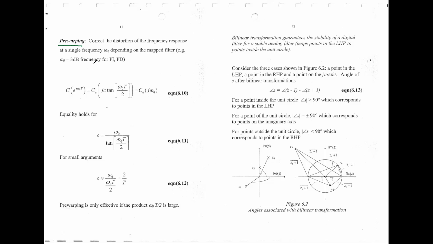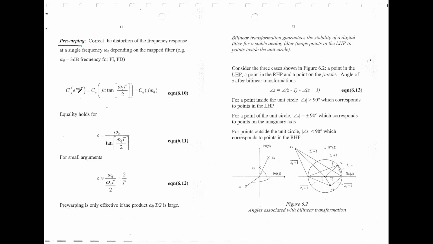So this is what we want, because as you have seen on the last page, the analog frequency range of zero to infinity is squeezed into zero to omega S over two. So for example, if you want to consider a frequency omega naught such that you have a gain margin of 3 dB for a P or PI or PD controller, then for that particular frequency omega naught, Z will be equal to e to the power ST. So if you have a frequency of interest omega naught in S, it would be j omega naught; in Z, e to the power j omega naught times T.